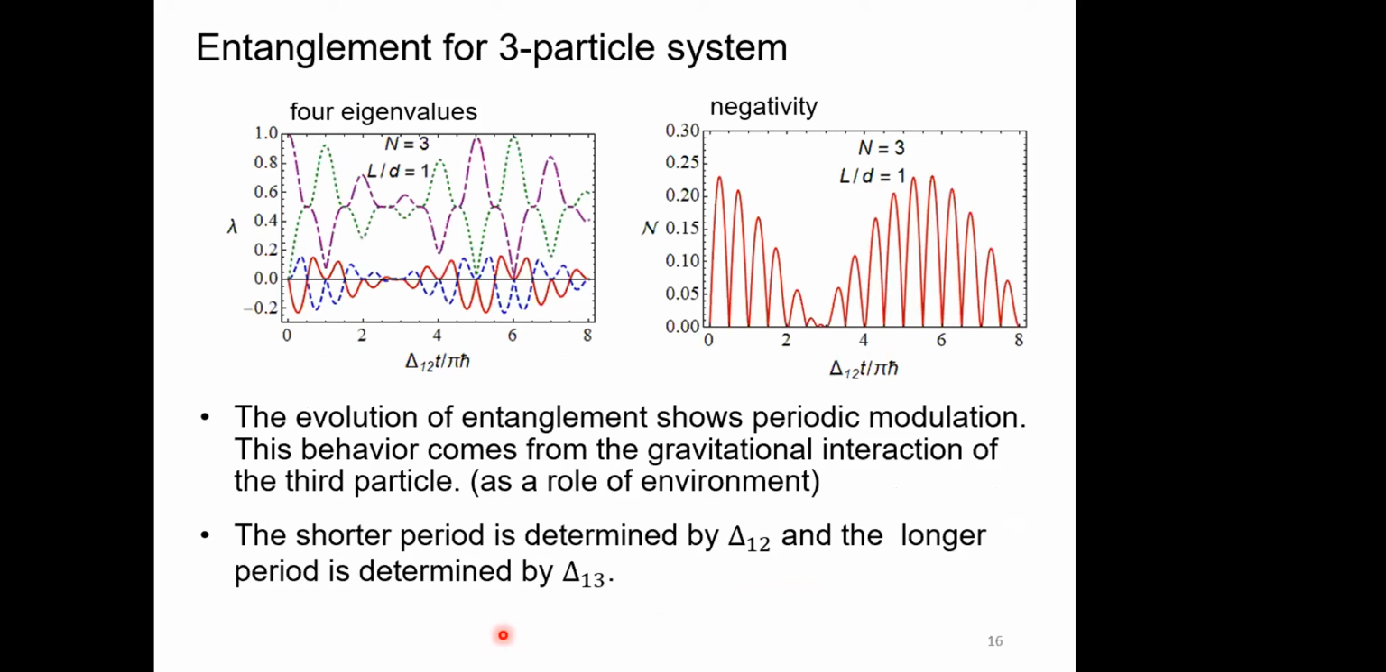The left here shows the behavior of the four eigenvalues. The right here shows the behavior of the negativity as a function of Δ1,2 t over πħ. The negativity is the sum of the negative eigenvalues. So the negative value in the left figure corresponds to the right figure negativity.